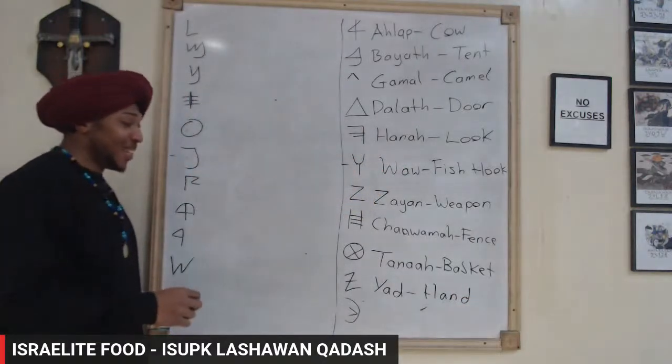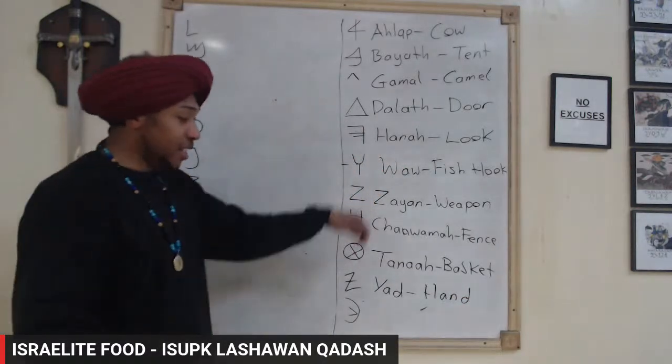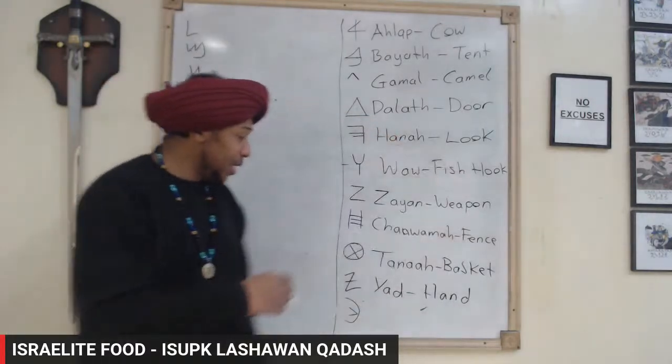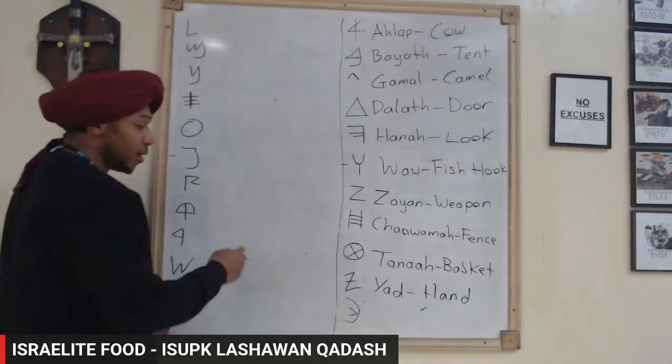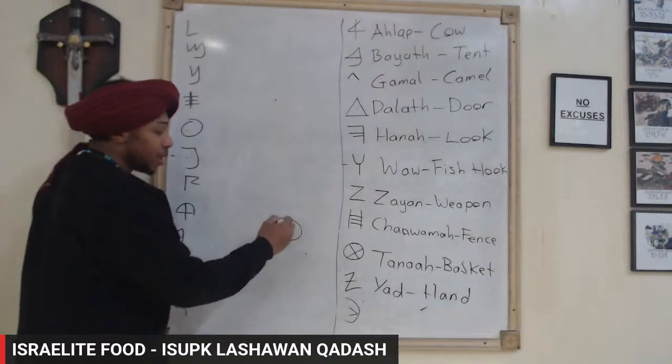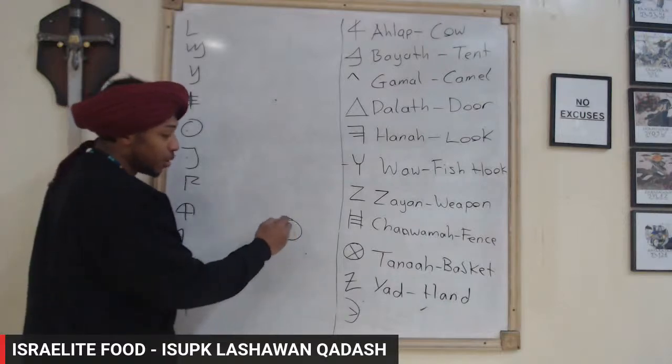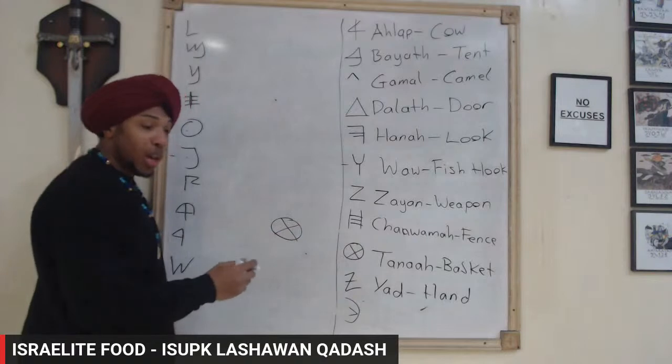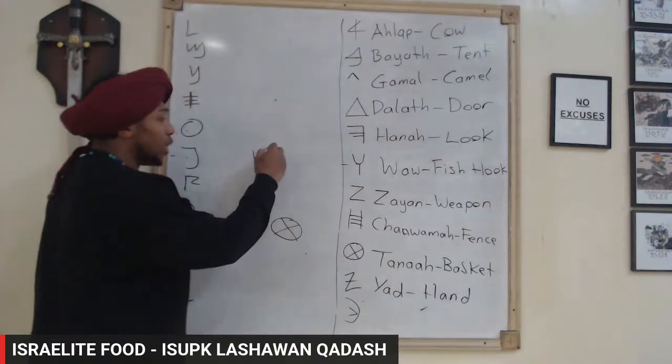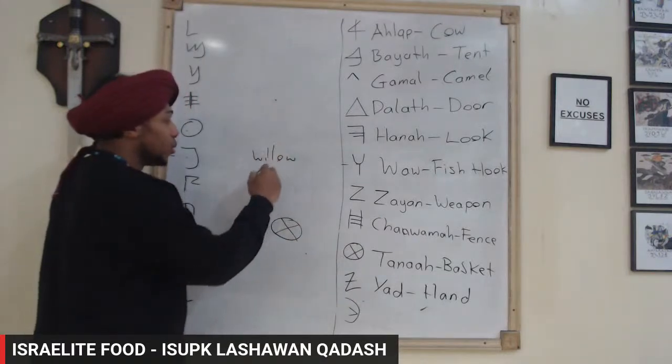Right. So yad is for hand. That's your hand doing this. Right. Tana'a is the forming of the bottom of the basket. Your grandmothers in slavery used to put a willow bush, right? Willow bush, right?